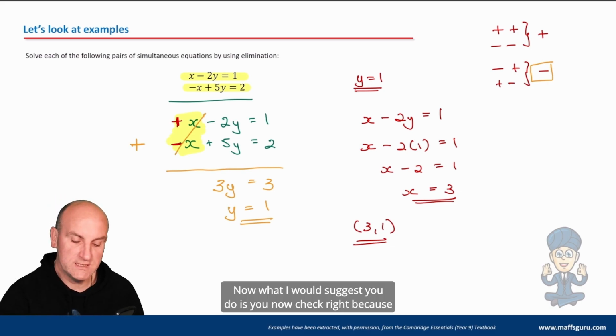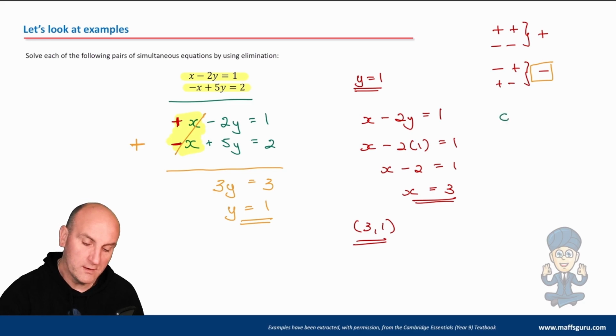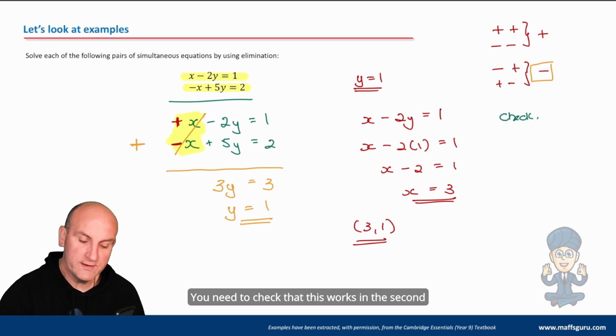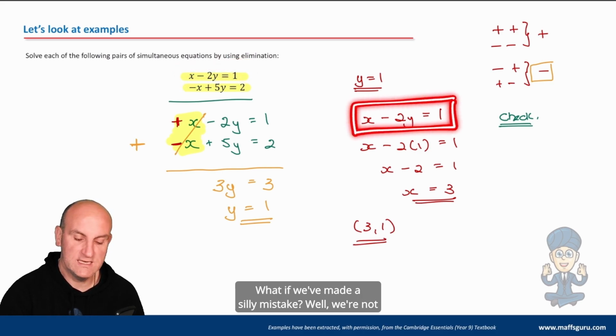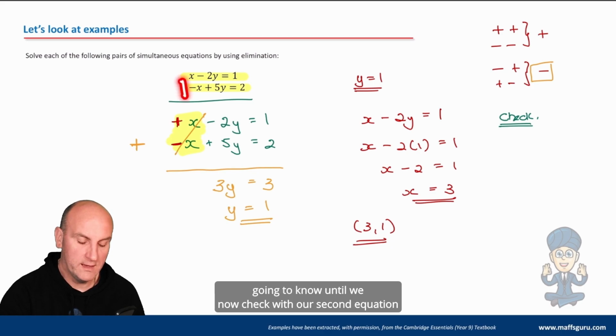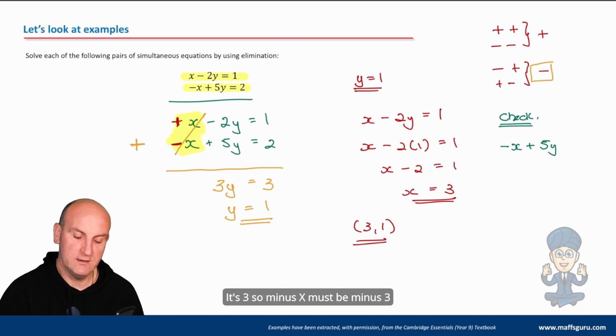Now, what I would suggest you do is you now check, right? Because you need to check that this works in the second equation. We only used the first equation, didn't we, to get this? What if we've made a silly mistake? Well, we're not going to know until we now check with our second equation. What I mean by that is I do minus x plus 5y. Right, well, what is the value of x? It's 3. So minus x must be minus 3.